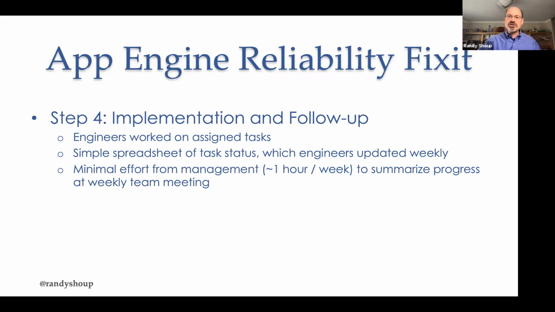The tracking for management was really low stress and kind of lightweight. We basically had a Google spreadsheet with a row for each one of those projects, and the engineers were asked to update their status weekly. So it took about an hour a week for management, that was me, to just simply summarize the progress that we've been making so far. And we were already doing a weekly kind of global all hands of the App Engine team, just always.